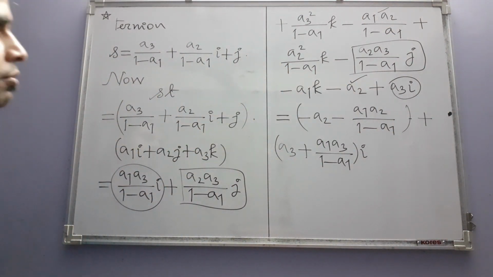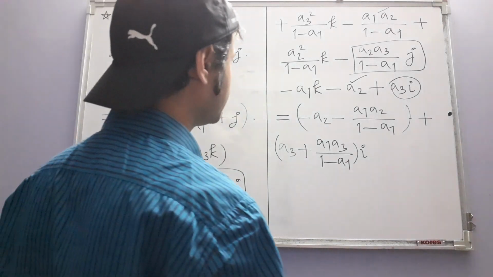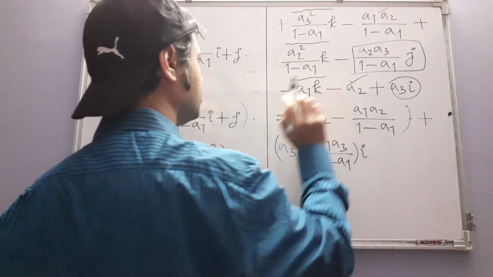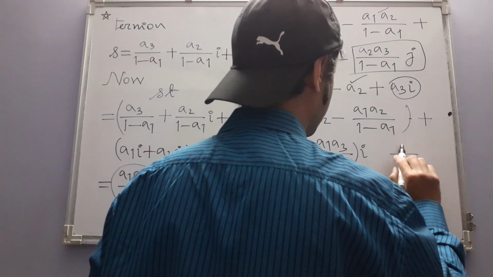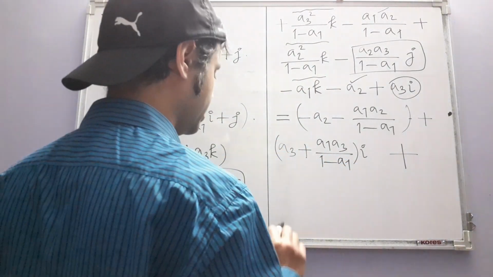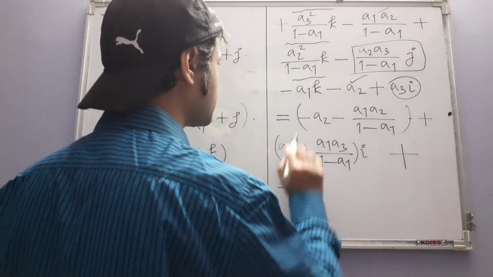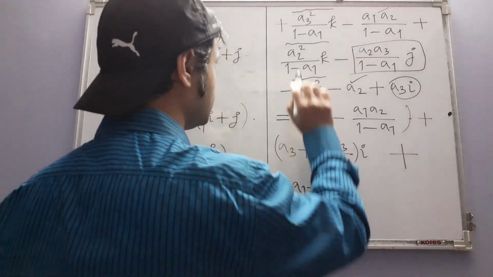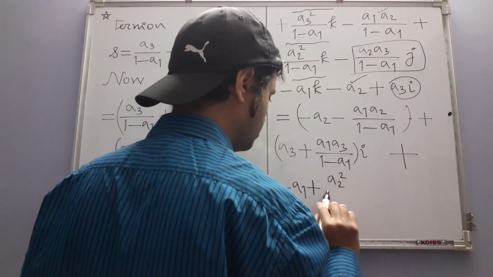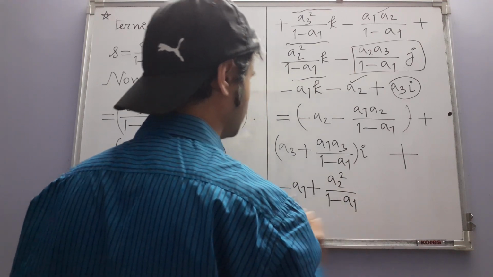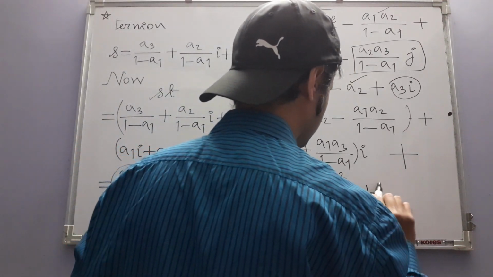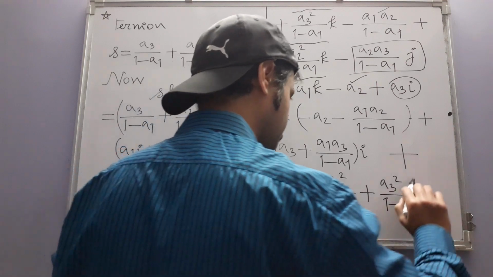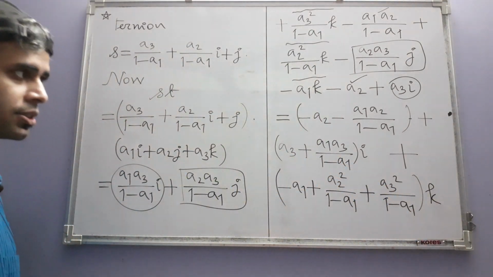And we have what else? Only k terms. And in k terms we have three terms. This one, and this one. So writing them carefully here, a big plus, and then minus, let me write this one first, minus a1, then plus a2 square divided by 1 minus a1 plus a3 square divided by 1 minus a1 k. Yeah, now it's okay.